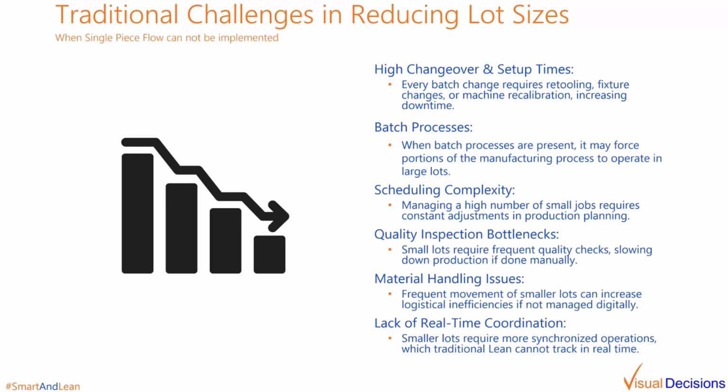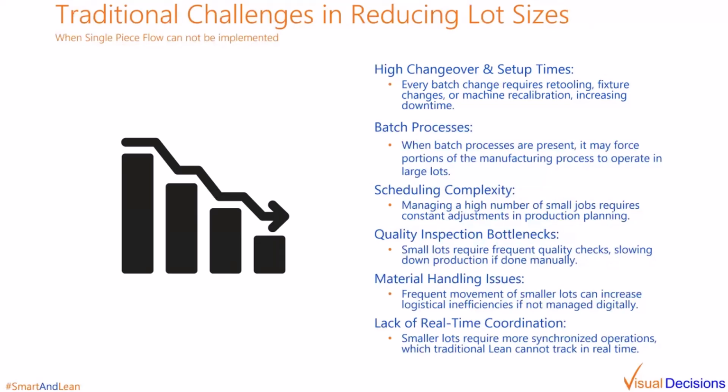In batch processes, reducing lot size is even more challenging because of the inherent process constraints. Unlike normal discrete steps where individual parts can flow through workstations, batch processing typically involves mixing, blending, cooking, curing, or chemical reactions, making small lot size production difficult.